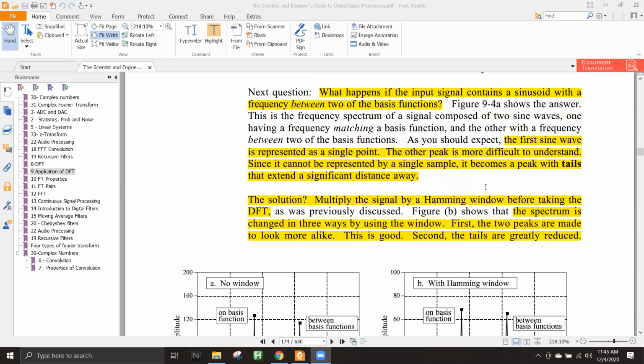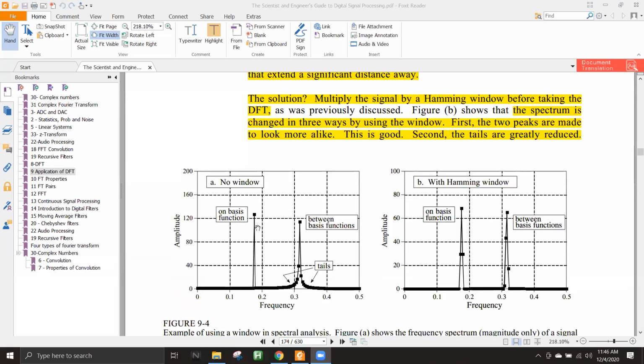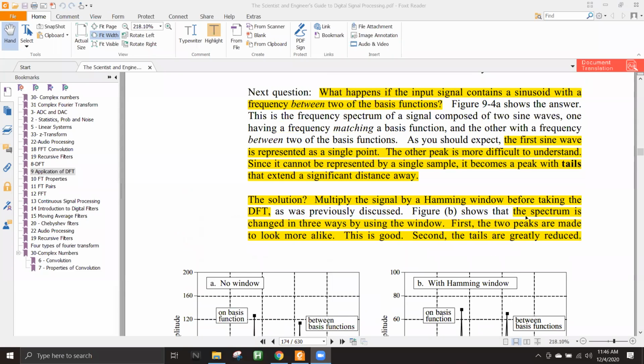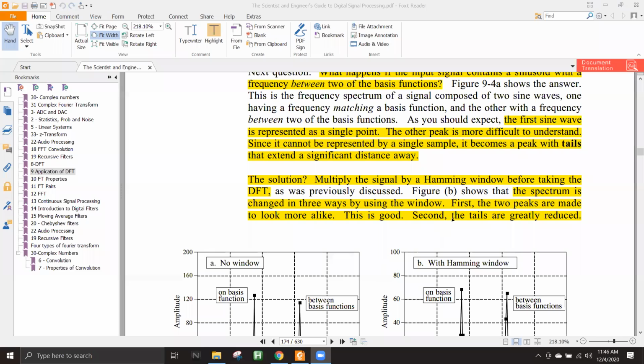So this is just the frequency domain characteristics of such a scenario. If the frequency exists between two integer multiples of basis functions, এটা হচ্ছে exactly on the basis function. In this case you'll get a sharp peak, and in the other case you will get a peak that creates some tails, that means a gradual peak, also a gradual fall of it. Okay, so this is the effect that you're going to get in the frequency domain.